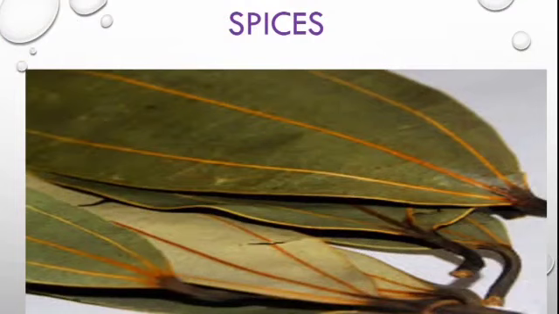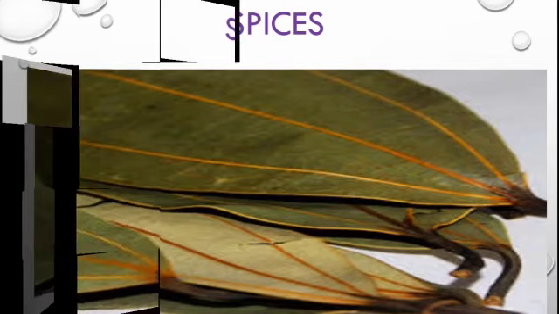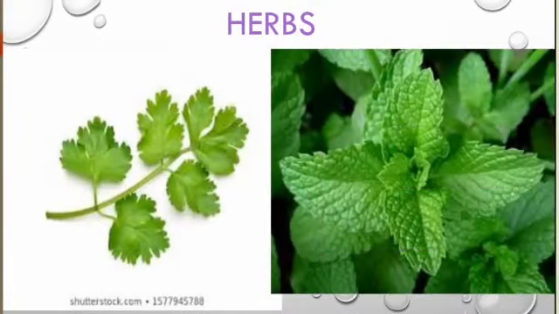Have you ever seen this leaf? You can see this leaf in your favorite dishes like biryani, veg pulao, ghee rice, veg kurma, etc. Yes, this leaf is known as bay leaf. It is used as a spice. Some of the leaves like coriander, mint, parsley, etc. are used as herbs.